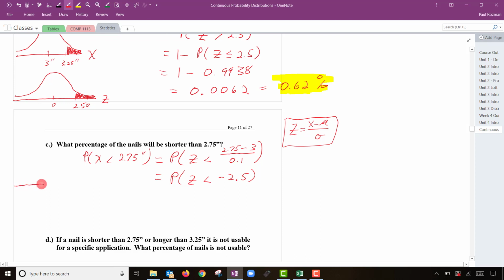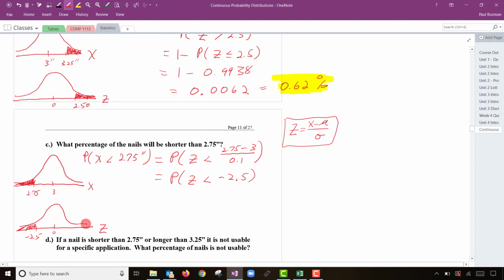So if we were to draw this thing out, here's X, the mean is 3, we're looking at 2.75. We want the area to the left of it, so we know we're looking for a small value. We did the transformation to Z. We got negative 2.5.